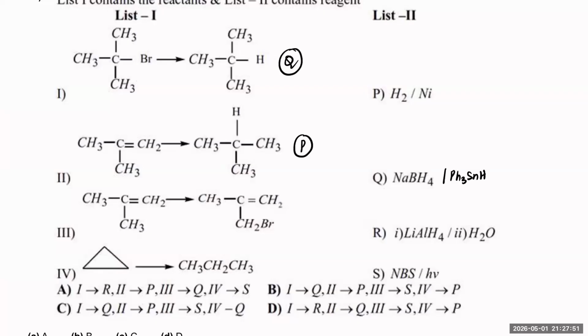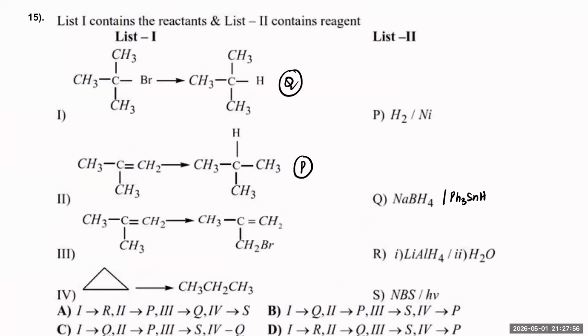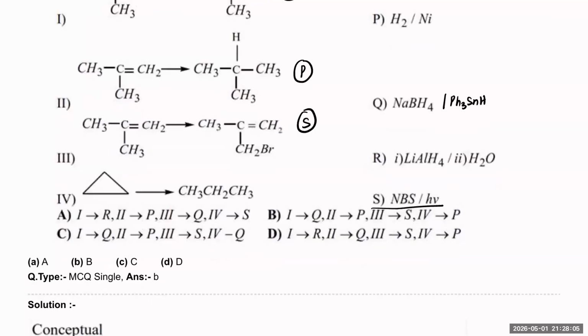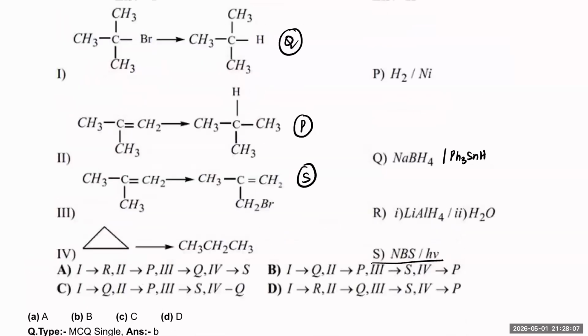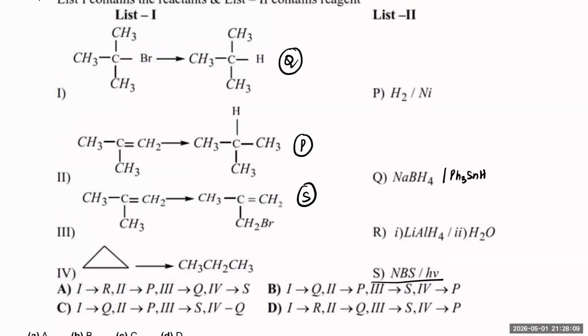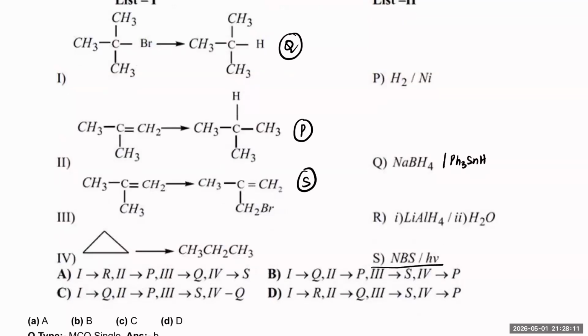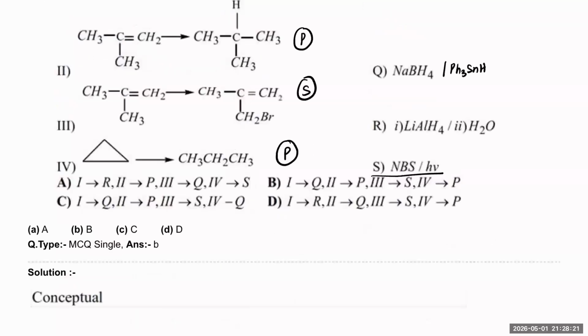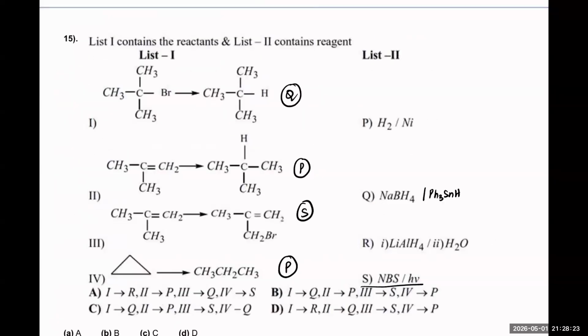Next one, we are making an allylic substitution. Allylic substitution is done by NBS. Where is NBS? Yes, S, here it is. Last one, it is making an alkene again, so from there you can make it an alkane. Alkane is done by H2 over nickel. That is the important one which you need to check. Clear? All of you agree with that, right?